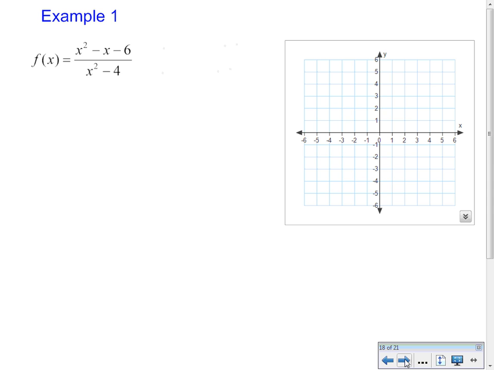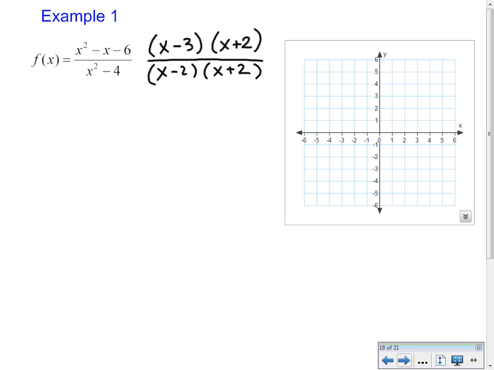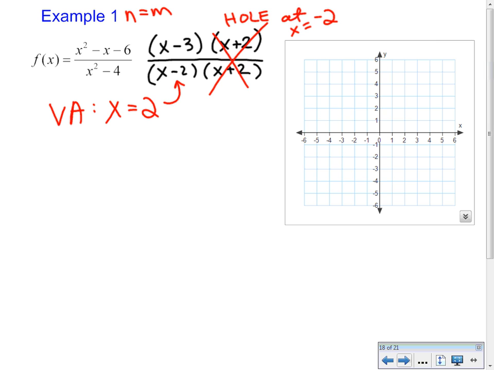So to get your bearings straight, here's one where n and m are equal to each other. Just like everything, we have to factor first. This is where n is equal to m. Remember that case? We do have crossing out factors, so there is a hole, a removable discontinuity, at x equals -2. So we got, let's see what else. We got a vertical asymptote at x equals positive 2, right?